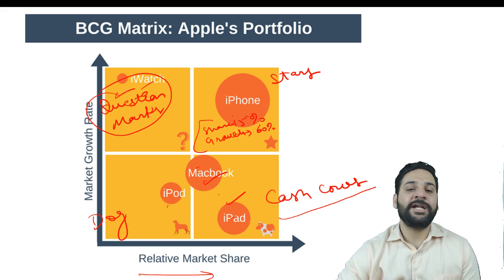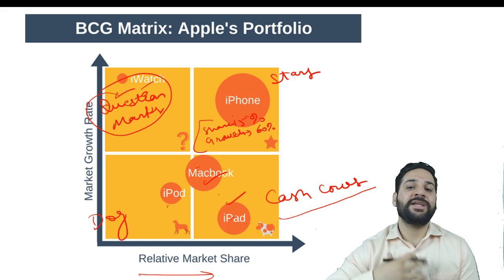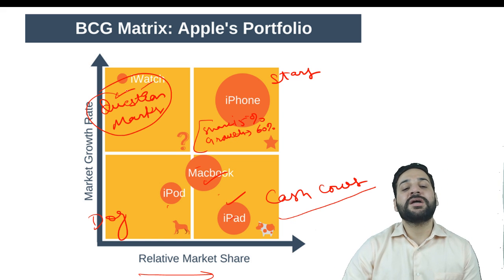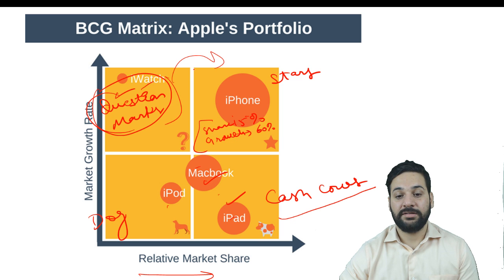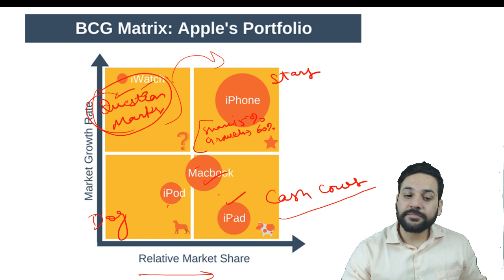The question marks need more money. More money needs to be pumped into this category, the question mark, so that it can become a star. So now there are dogs.